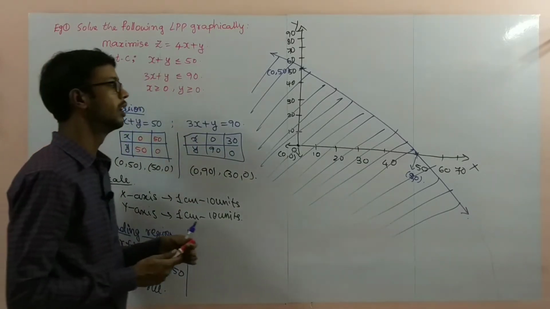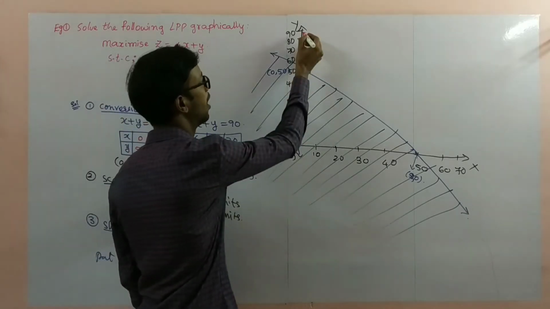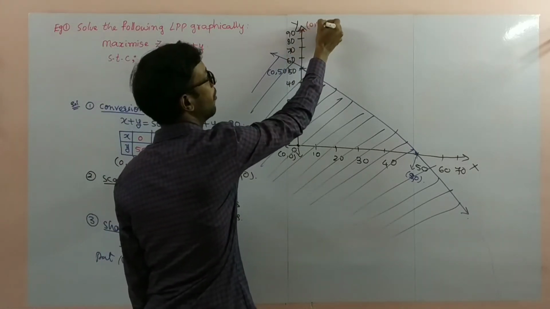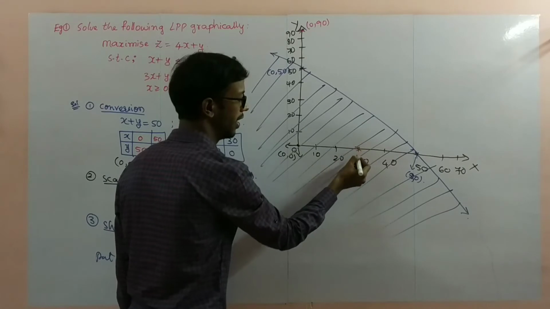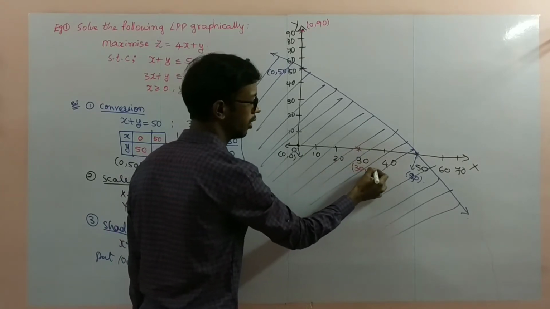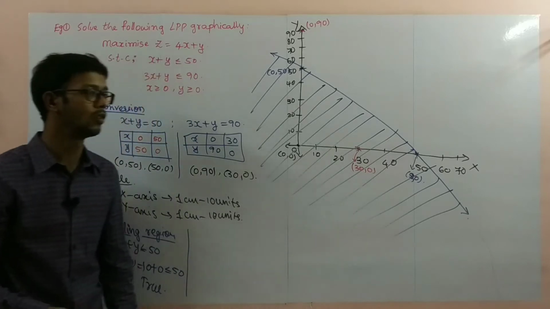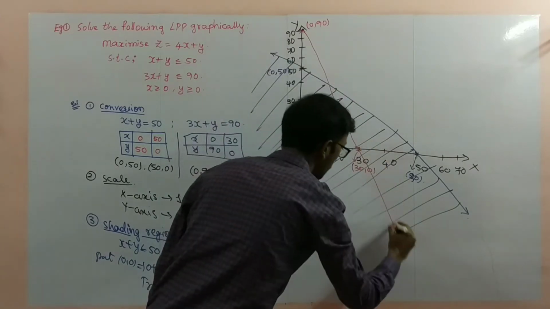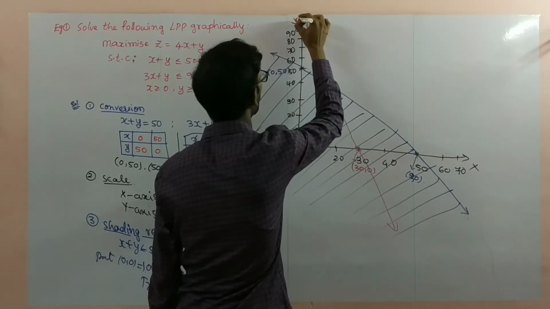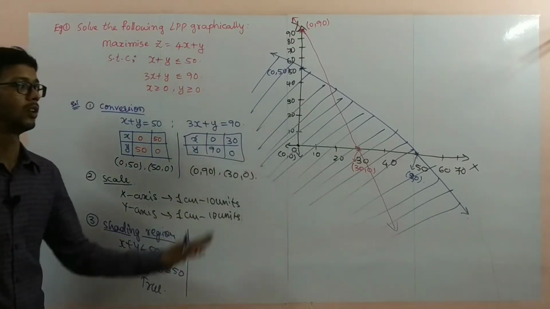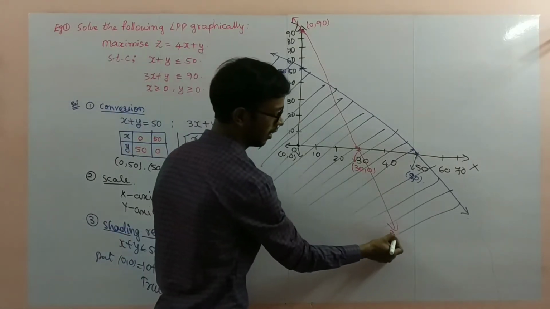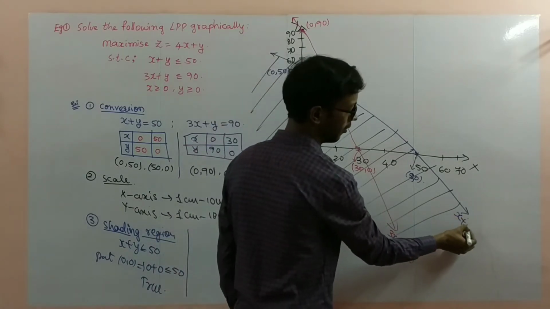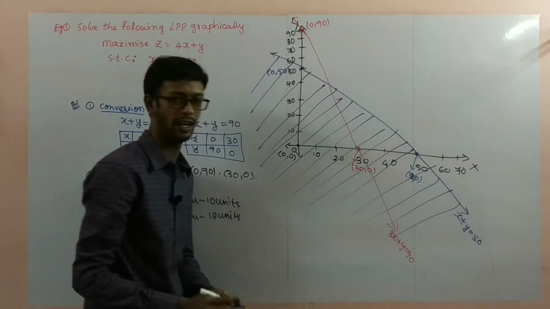Already the scale we wrote. 0 comma 90 here, this point is 0 comma 90. And 30 comma 0 is this point. So now you join these 2 points by the line. So this is a line equation. We can write here 3x plus y equal to 90 and this one is x plus y equal to 50, the 2 line equations.